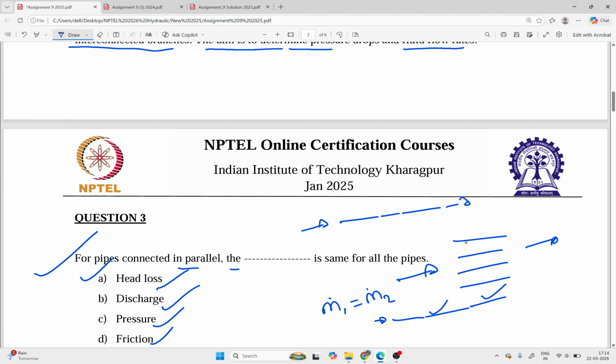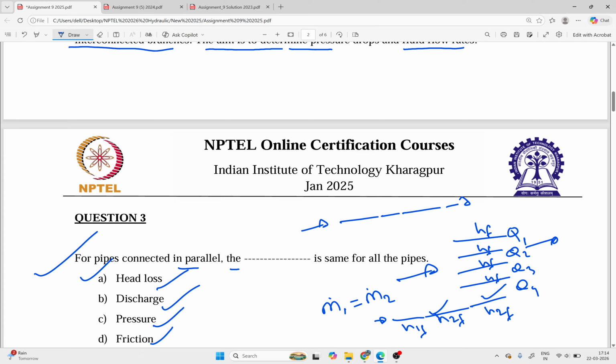When in parallel, what will your discharge be? Here your discharge will be divided into Q1, Q2, Q3, Q4, like that. But head will be the same. If head is here, everywhere head will be the same. In this case, your head will be different. Head loss, not head. Head loss will be the same, similar here, but here there will be a difference. And what is the reason?